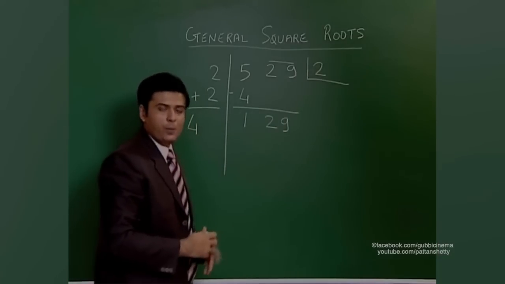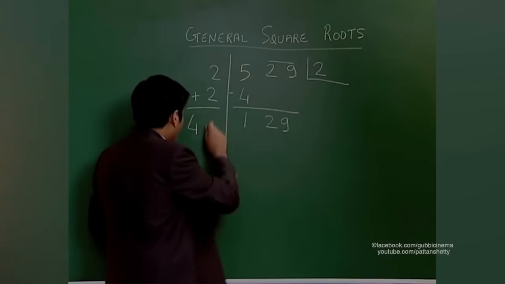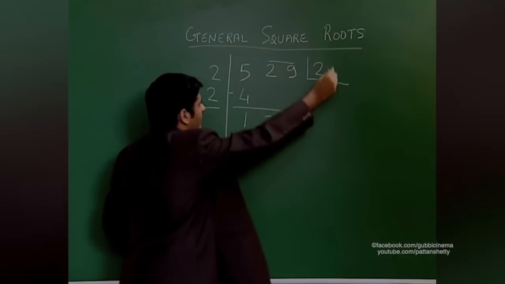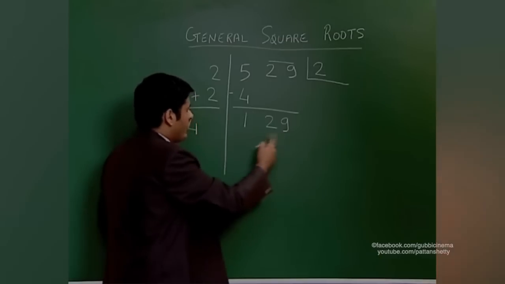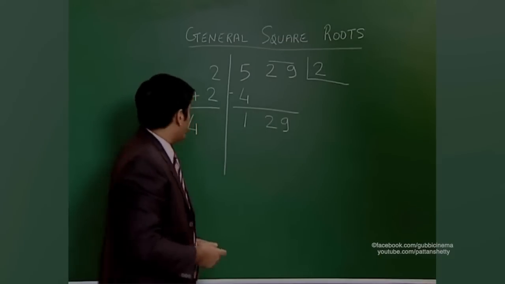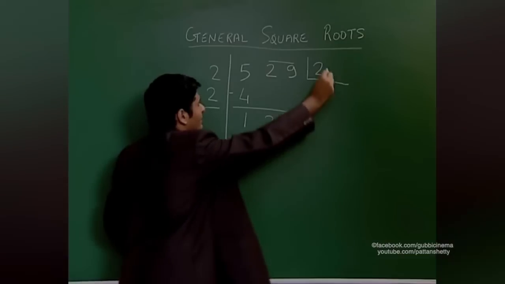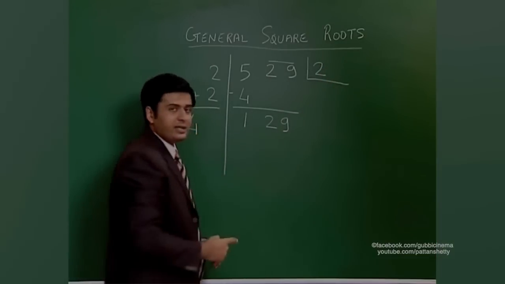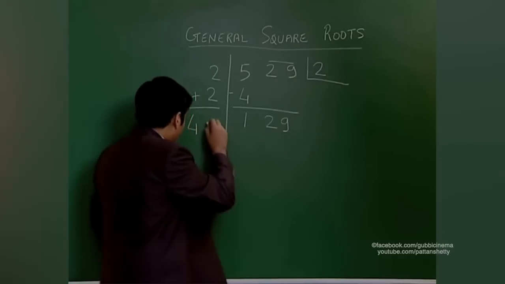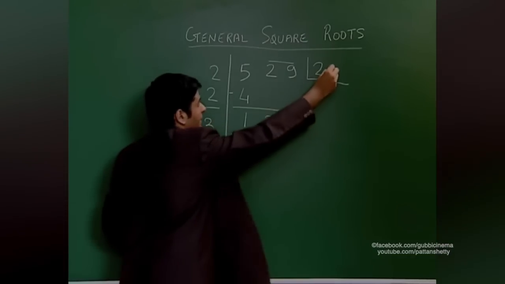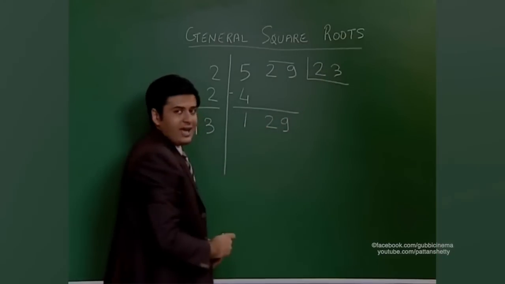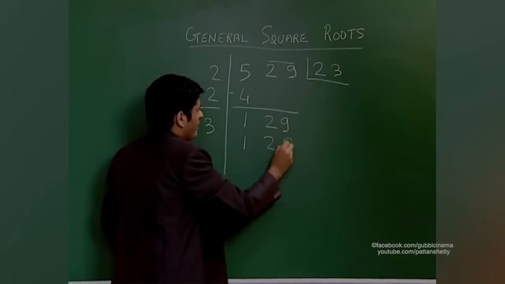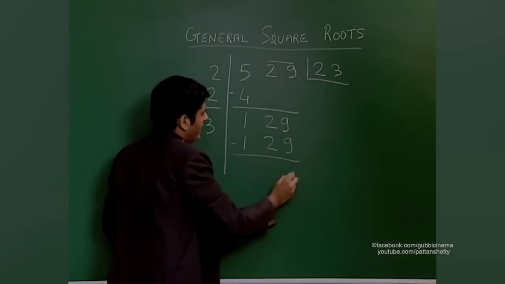So let me try all the possibilities. If I put 1 here, I can put only 1 here. 41 multiplied by 1 would give me 41. I need 129, won't work. 42 multiplied by 2 will give me 84. Still won't work. I need 129. Let's try the next number. 43 multiplied by 3. Yes, 3 3s will give us 9 in the end. So 43 times 3 is 129. I subtract. I have a 0 here.